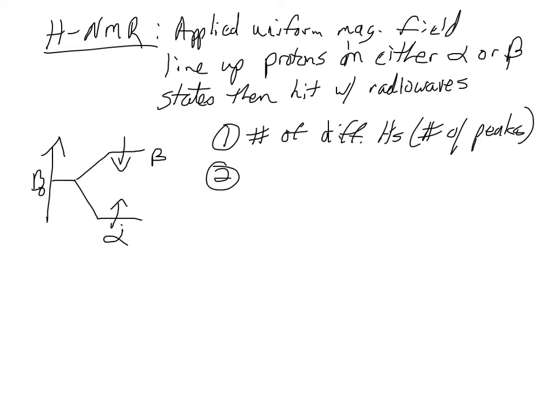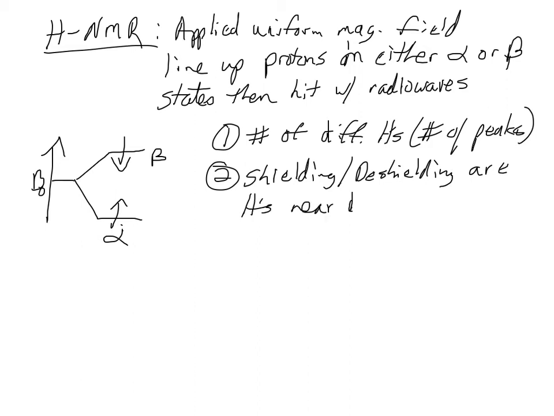It told us something about shielding and deshielding, right? Are the hydrogens near electronegative elements shielded or deshielded? Are they upfield or downfield? Of course, if you're deshielded, you're near an electronegative element, and you're going downfield. The third one told us something about which H's are next to or near each other.